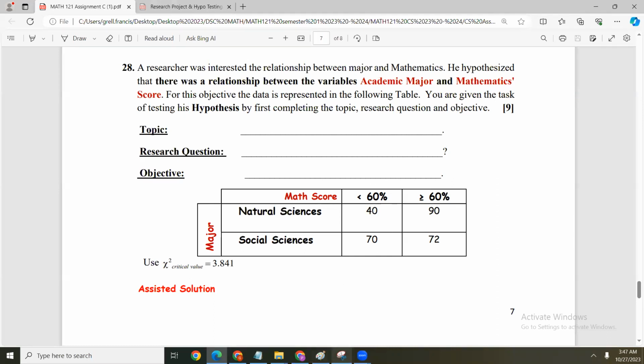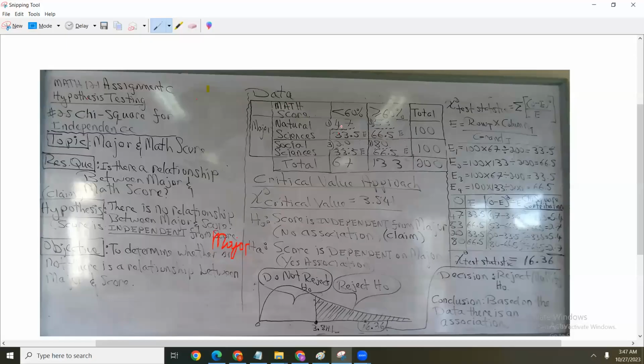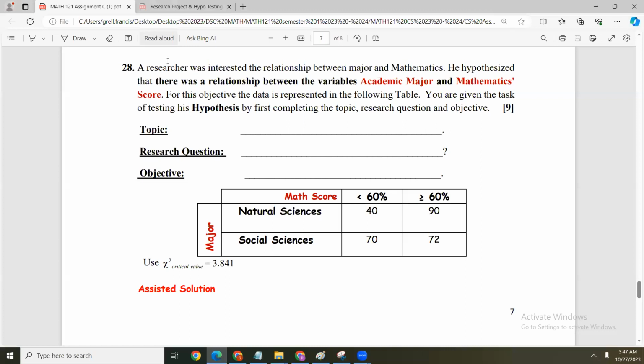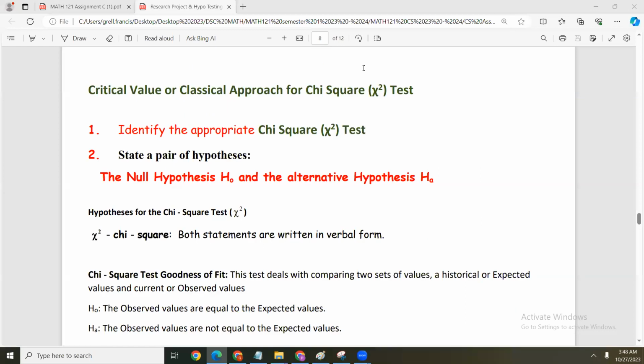Now in the example, these are the values, 47, 53, 20, and 80. So these are the observed values. So we are going to take a critical value approach, and for this we need the chi-square critical value, which is 3.841. So this has to be a chi-square test, because in the first step, we can use the research project and hypothesis testing document. The first step is to identify the appropriate chi-square test. So this is a chi-square test for independence.